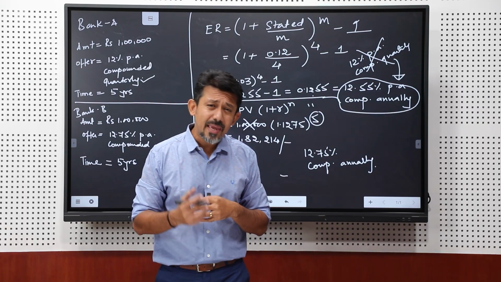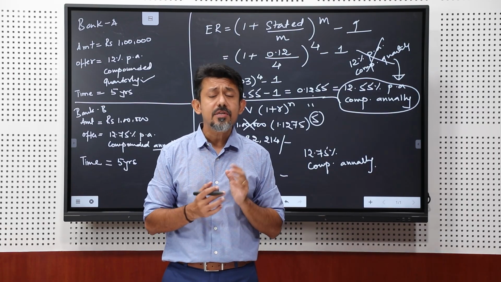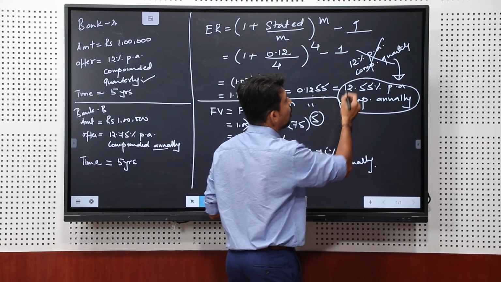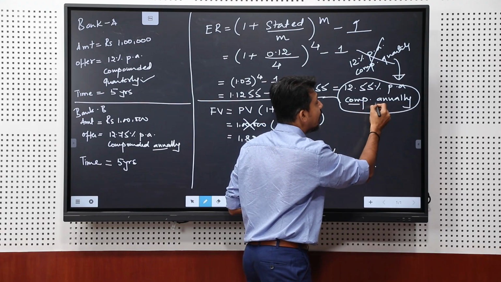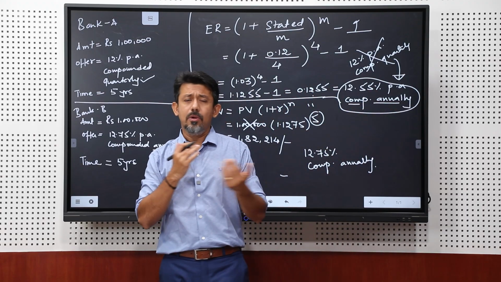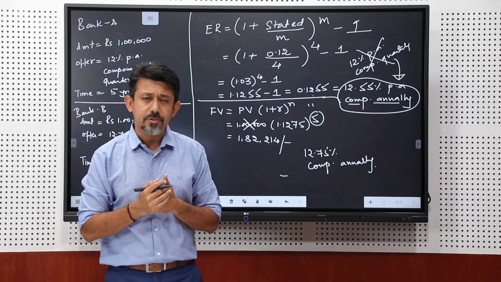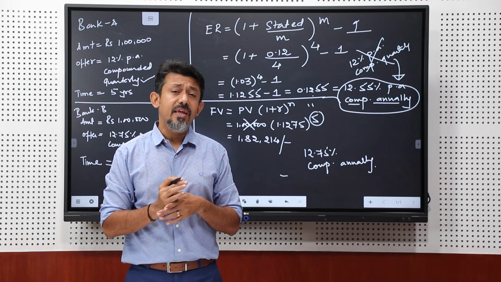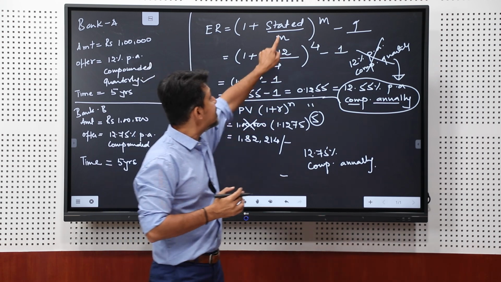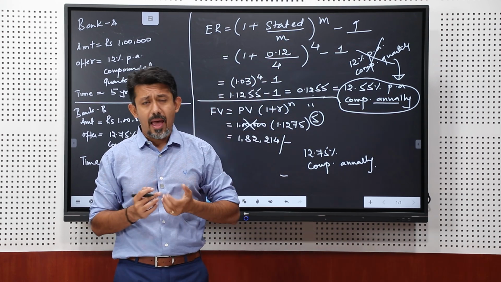So the reason you calculate an effective rate of interest is because you want to convert a quarterly or a monthly or a semi-annual rate into an annually compounded rate in order to compare across options. I hope that makes the funda of effective rate of interest and stated rate of interest absolutely clear.